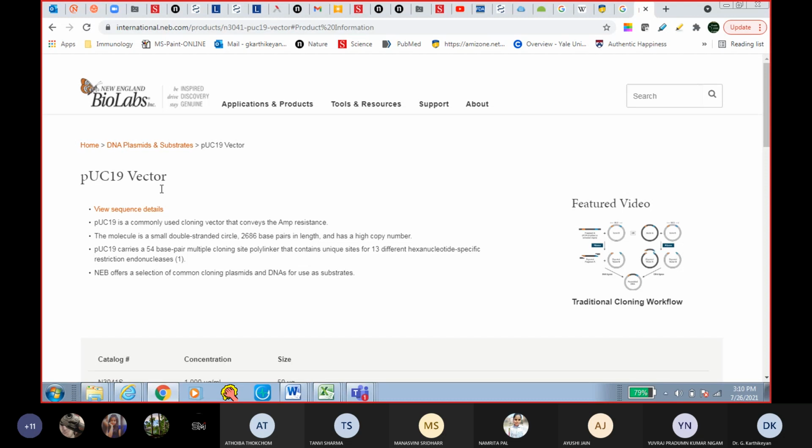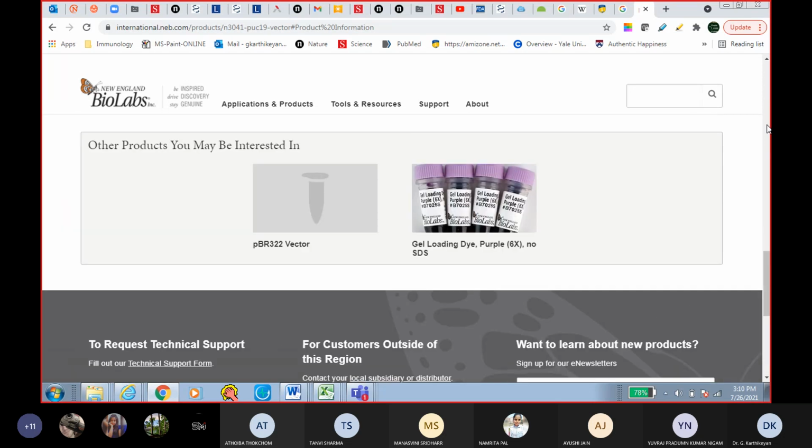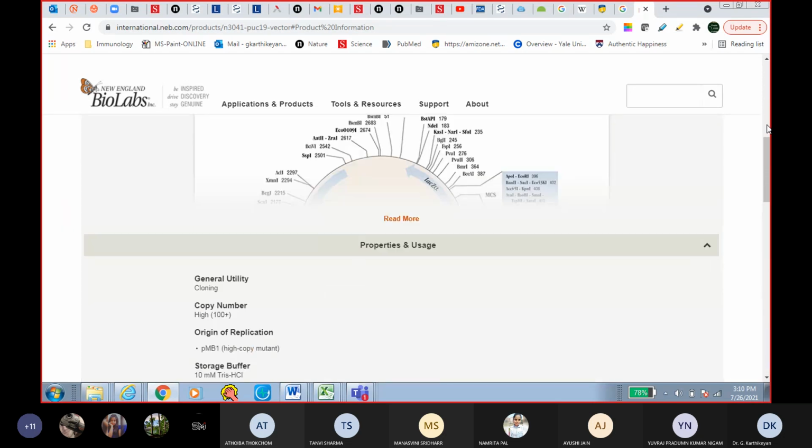So pUC19 is a commonly used cloning vector, and it carries the ampicillin resistance gene. This is a double-stranded circular DNA of around 2.6 kilo base pairs, or 2,686 base pairs, and it has a very high copy number inside E. coli.